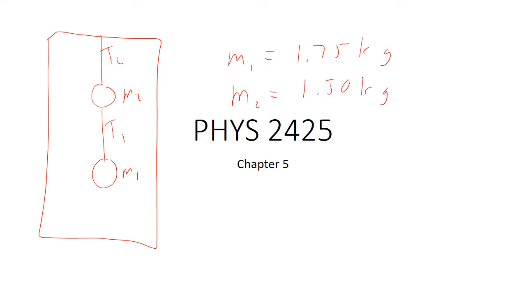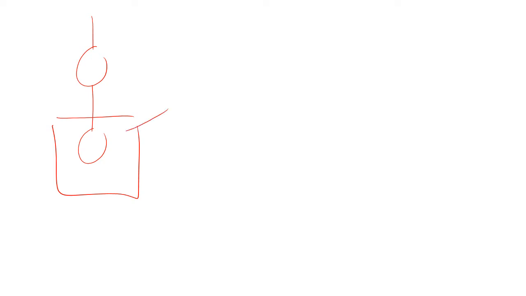And so I want to know, what are those two tensions? Okay, so pretty straightforward. Two objects hanging here. And so what I want to do is a free body diagram. So this is going to be M1, that's going to be M2.